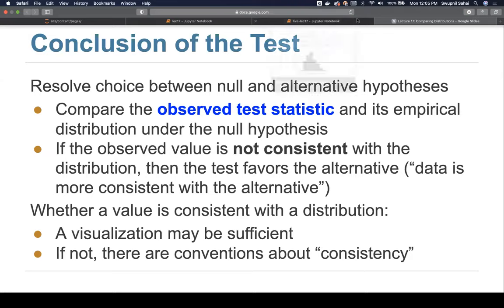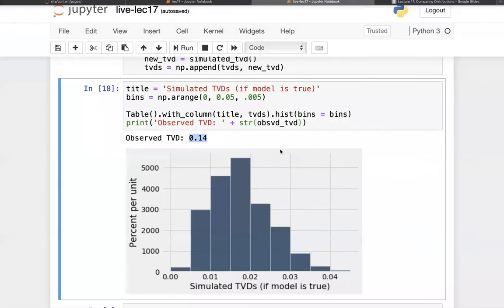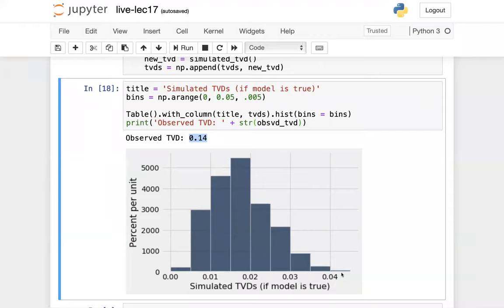To go over what that means, if I go back here, this value of 0.14, if you look at this histogram, it only goes up to 0.04. So we know that 0.14 is way, way out of the histogram. It's really obvious just from the visualization that the data is more consistent with the alternative.